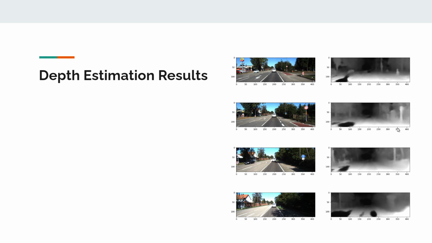Another interesting thing that stood out to us was how the lane markers ended up showing. As you can see, there's a little hint of the lane markers. It could be an artifact, but we're not sure, but it's an interesting observation.